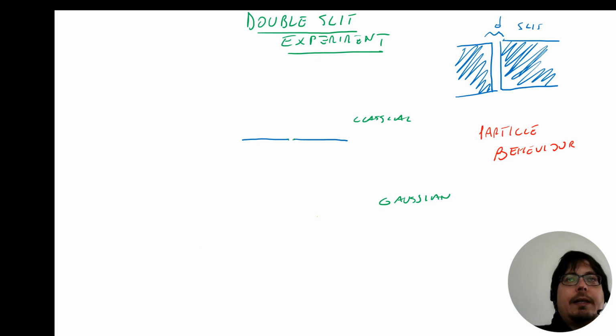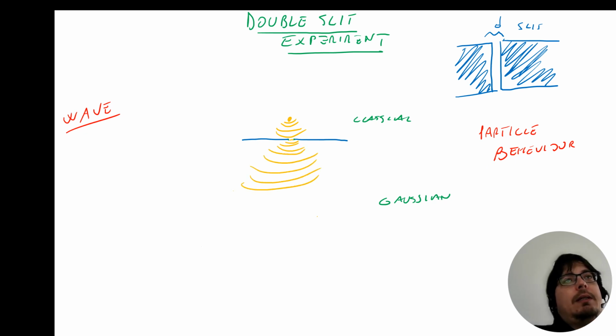I hope it's written correctly. Now let's say the wave behavior. So still a classical experiment. We have a source of light here that is creating a wave. The wave touches the slit, which is smaller than the wavelength, for example, or even slightly bigger. And then it will expand as a wave and will touch a screen.